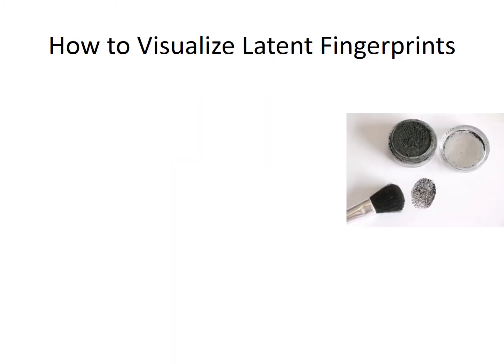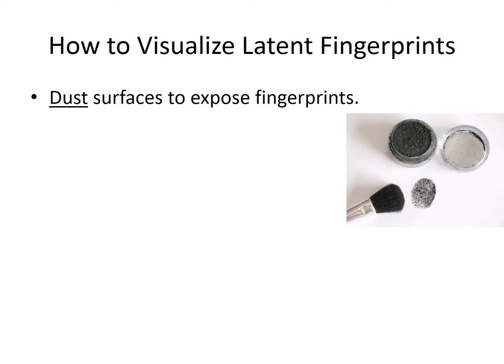When we talk about latent fingerprints, we want to be able to visualize them. There are a lot of different ways to do this, but the most common way is to dust the surface. When we dust the surface, we use a colored dust, and we want to pick a color that contrasts with the surface. If we had something that was white, we would want to use a dust that is black. If we were back in school and we're dusting for fingerprints on the surface of the lab benches, we'd probably want to use a white dust instead of a dark dust.